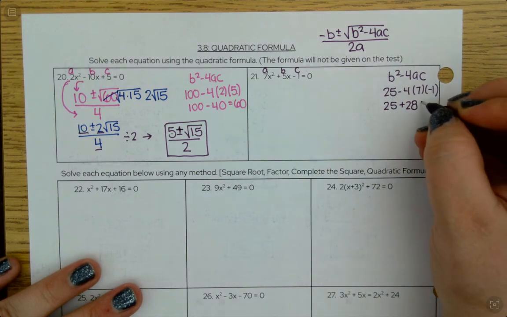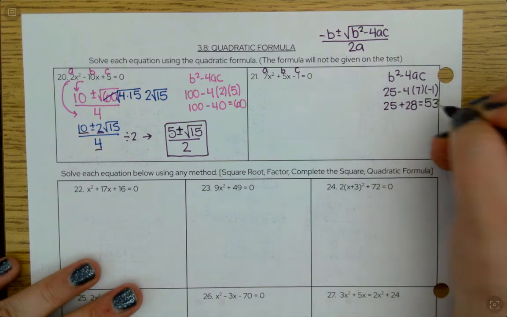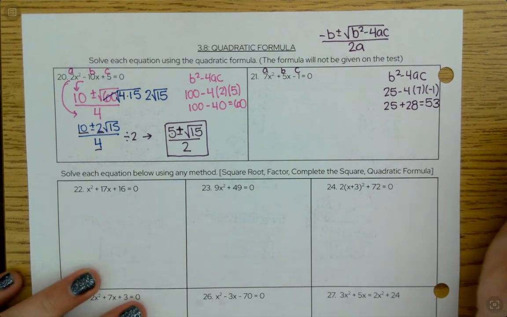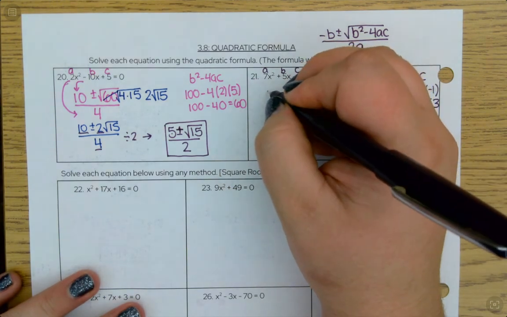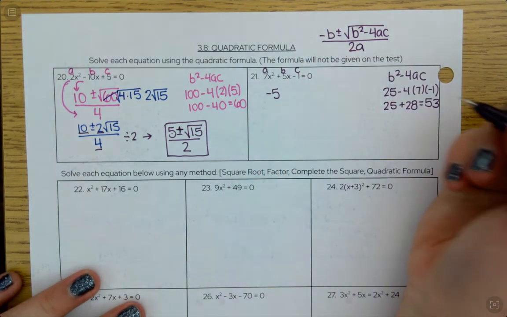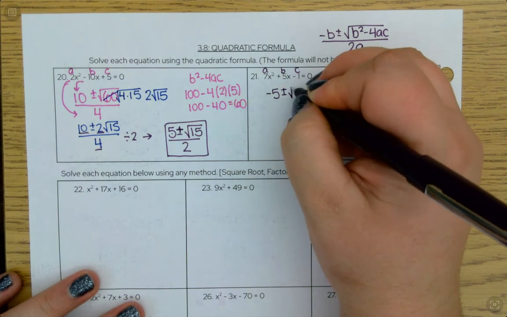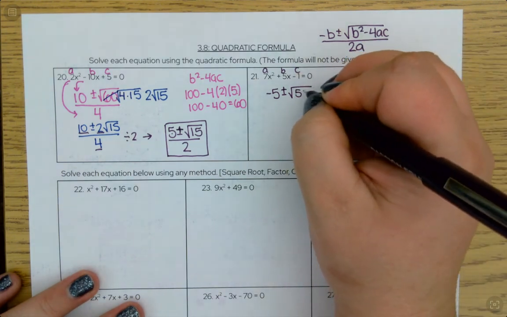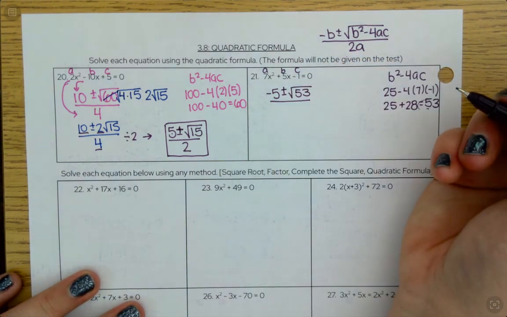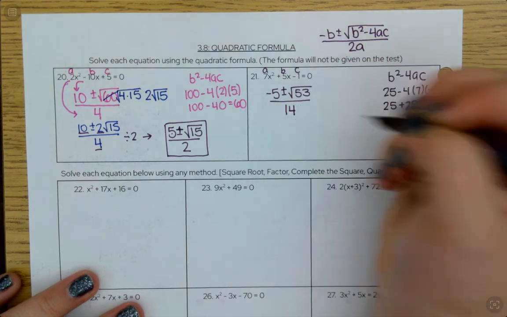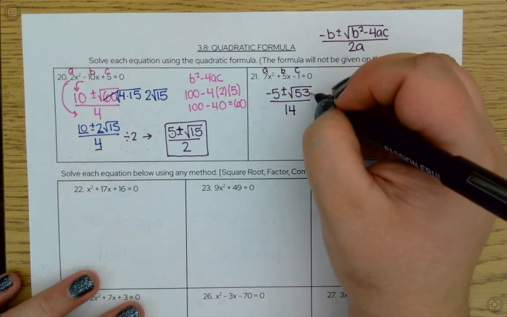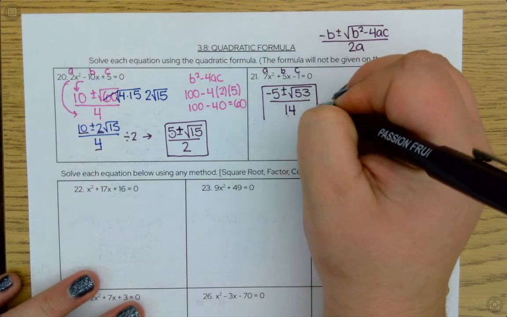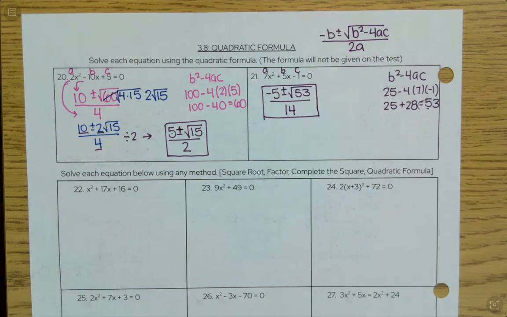And 25 plus 28 is a good old 53. Good news for you, good news for me. 53 doesn't have any numbers that go into it, so we're not going to have to simplify the square root. Negative b plus or minus the square root of b squared minus 4ac, which is 53, over 2a. 2 times 7 is 14. Since this can't simplify, there's not a number I can divide all the numbers out front by. That is your final answer.